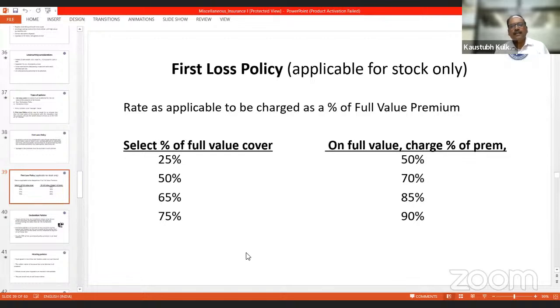For 50%, it will be 70% of the premium. For 65% of the liability, 85% will be charged of the premium on full value cover, and for 75%, 90% premium. Basically, first loss policies are to be given if the total loss is remote. The insurer will also analyze if any total loss is possible. We are not issuing first loss policies in that case.